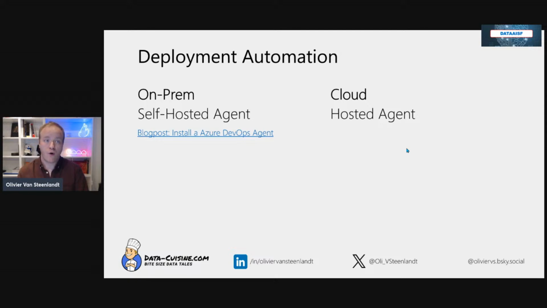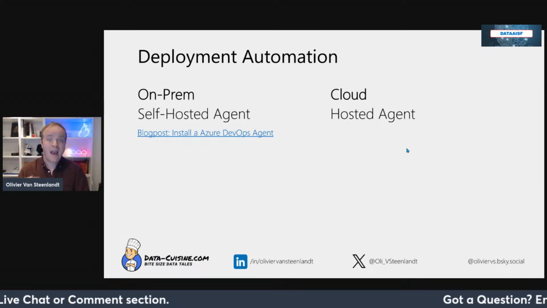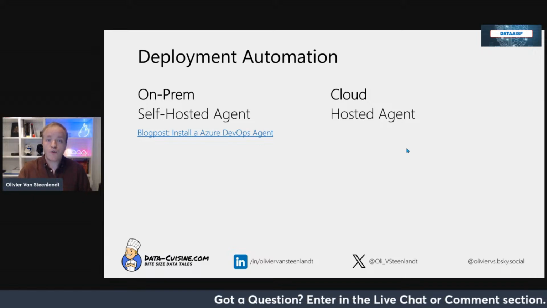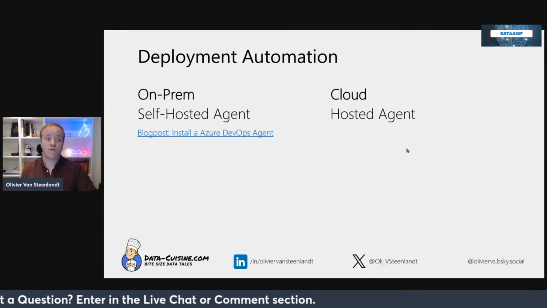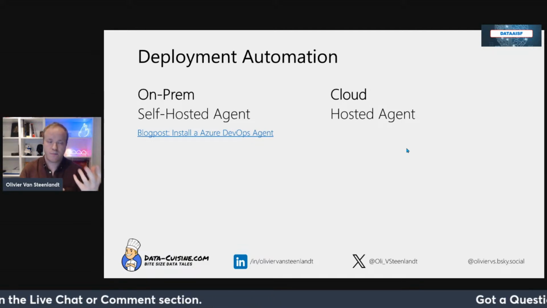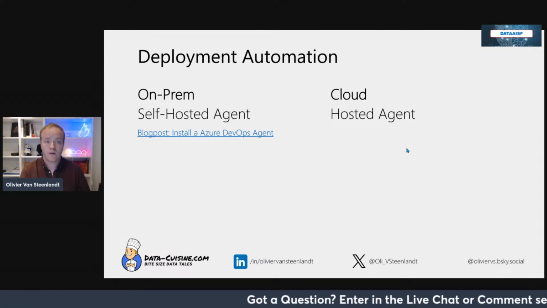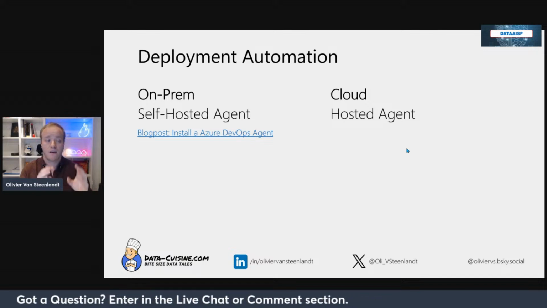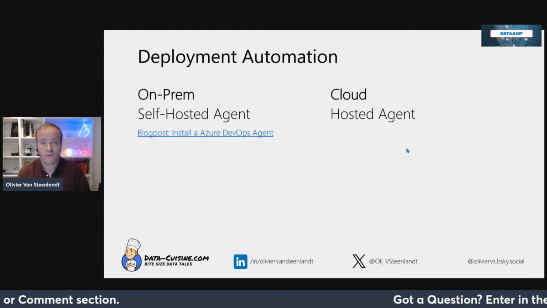This can be done on an on-premise agent, which is called a self-hosted agent, or a cloud agent, which is called a hosted agent, and provided by Azure DevOps and by Microsoft. Today, we're only going to use a hosted agent just for simplicity. But if you ever need to use a self-hosted agent, which is particularly useful if you want to deploy to an on-premise SQL Server, for example, then I got you covered. I've written a blog post on how you can install an Azure DevOps agent in a couple of steps. So I will be sharing this one later on.